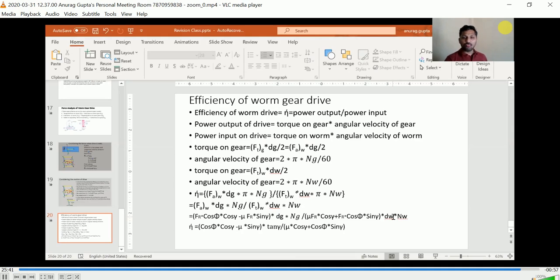And if you want to write DG in terms of the reduction ratio, DG comes out as reduction ratio into the number of starts on the worm. So the reduction ratio will be cancelled out. We will have only Zw by q, and this Zw by q is nothing but tan of the lead angle. So DG into NG divided by DW into NW can be written as tan gamma, and this will be the expression for your efficiency.